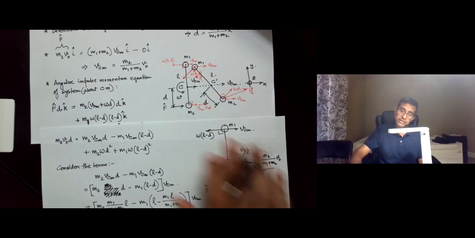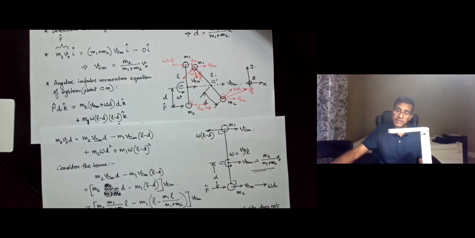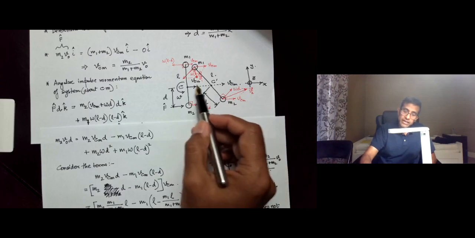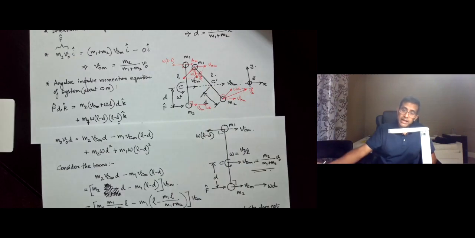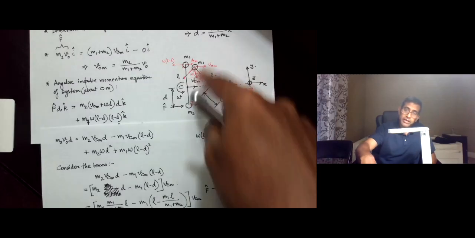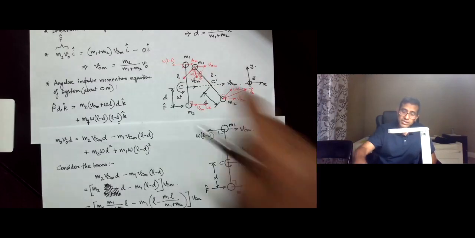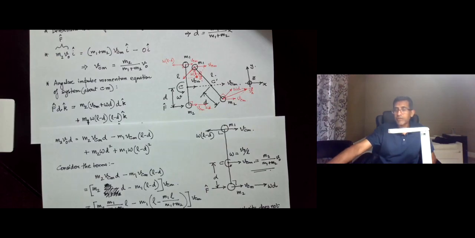So which means that after the impulse acts on this system, in the ensuing motion, it's going to look like this. The center of mass will keep sliding with the velocity VCM in the x direction, while the two masses are going to start now rotating about the point C with an angular velocity of omega, which is v naught over L.